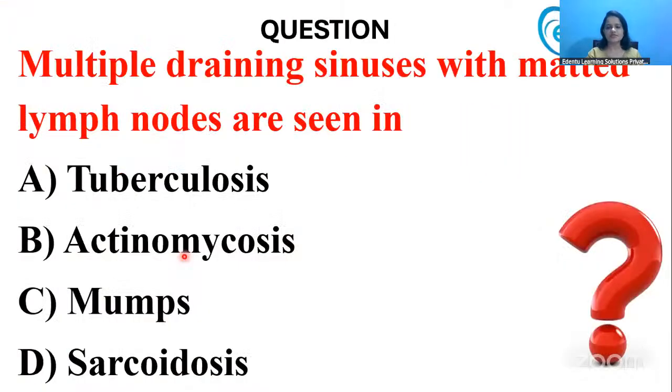Next question. Multiple draining sinuses with matted lymph nodes are seen in. One or two of these questions, the ones that we had already discussed, had appeared in the NEET MDS 2024 examination. That's why I included this under the session also. So, multiple draining sinuses with matted lymph nodes are seen in. Where will you see them?